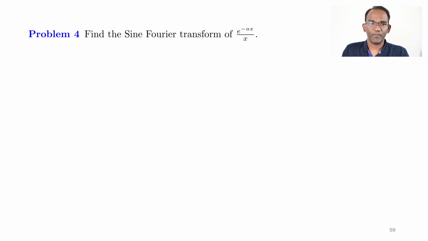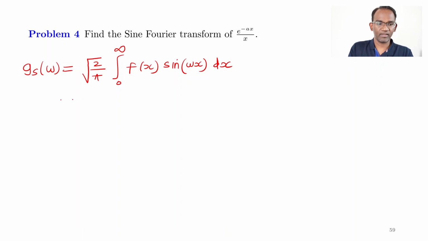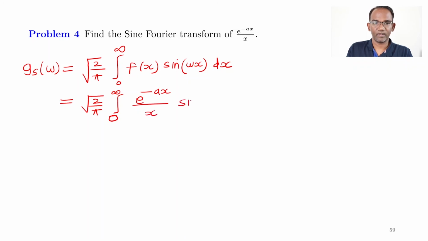Now, problem number 4. Find the sine Fourier transform of e raised to minus ax over x. The sine Fourier transform is defined as square root of 2 over pi integral 0 to infinity f(x) sine omega x dx. And this is equal to square root of 2 over pi integral 0 to infinity e raised to minus ax divided by x sine omega x dx.